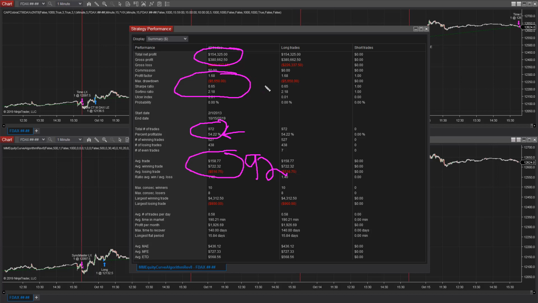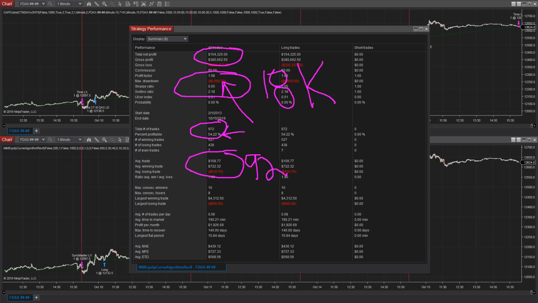That's an incredibly low number for DAX futures. The base strategy had an $18,000 drawdown, and so you can really manage your risk and really scale in to the DAX futures when your max drawdown is 5,650.